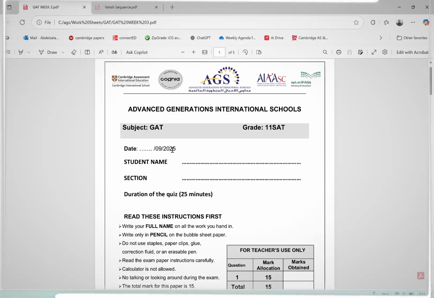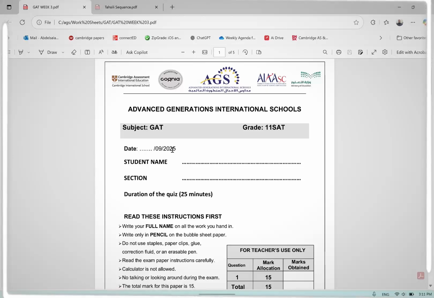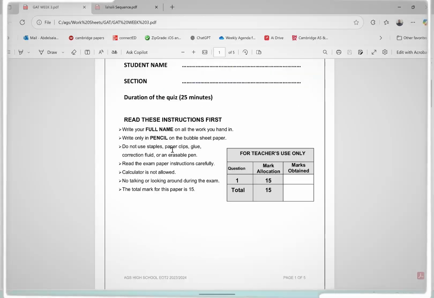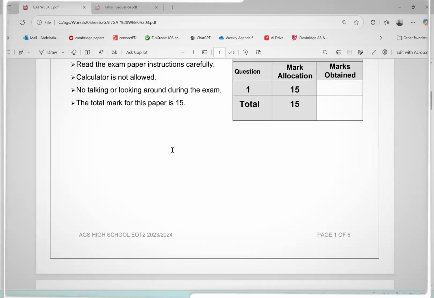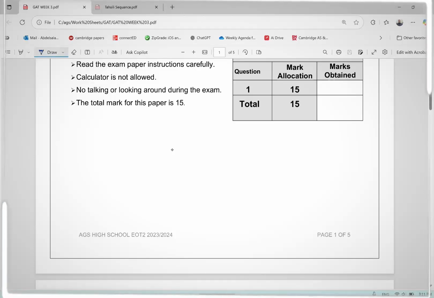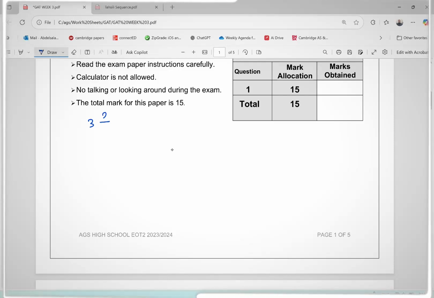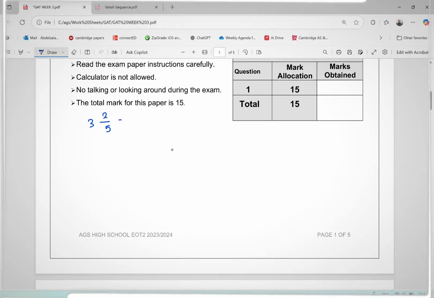Bismillah. Today, inshallah, I will explain fractions. So before we start solving the second assessment, let's make a quick revision about what we have to know about fractions. Number one, if I have a mixed number like 3, 2 over 5, how can we change this mixed number to an improper fraction?